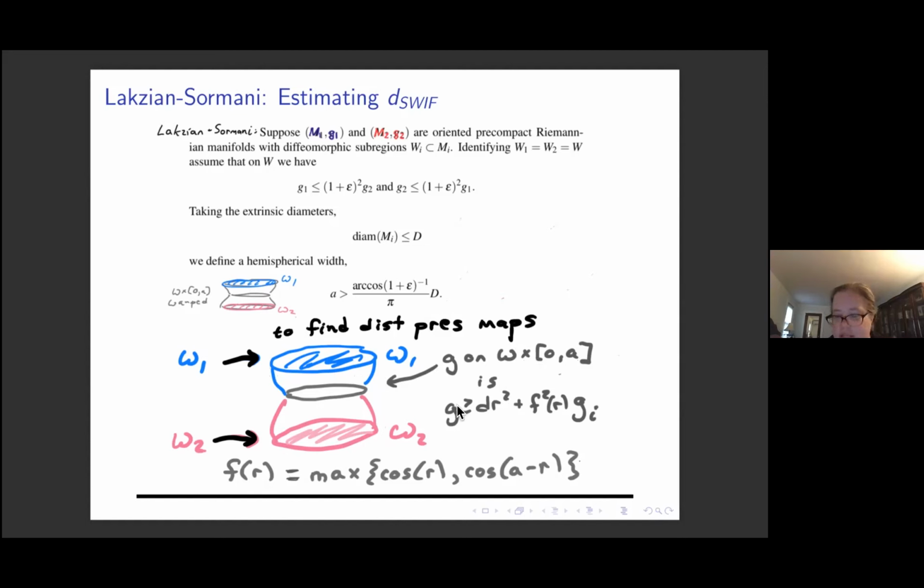And we're requiring that G is bigger than or equal to dr squared plus f squared of r times G_i, where G_i is the metric here and the metric here. It has to be bigger than both. And the f of r has to be bigger than the maximum of cosine r and cosine (A minus r). So that's why we have this feeling of it being kind of like a hemisphere. So the W1 looks like an equator for a hemisphere, and W2 looks like an equator for a hemisphere.